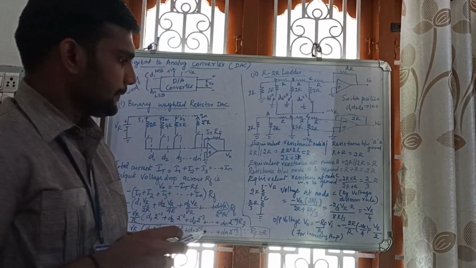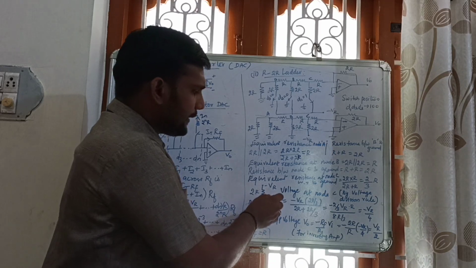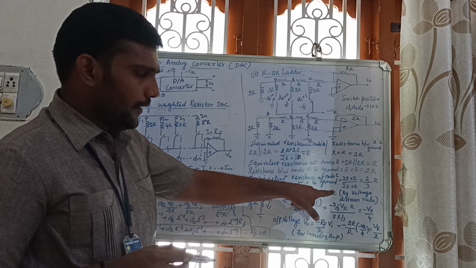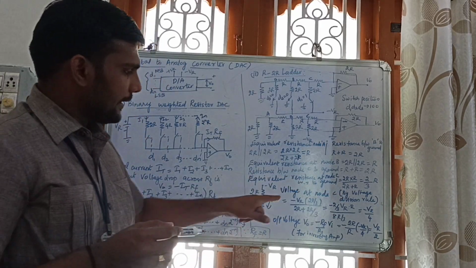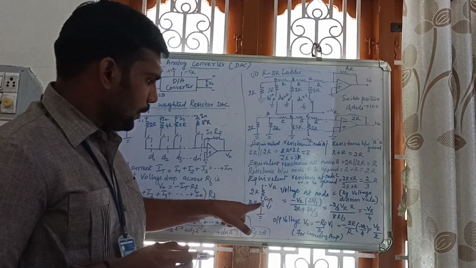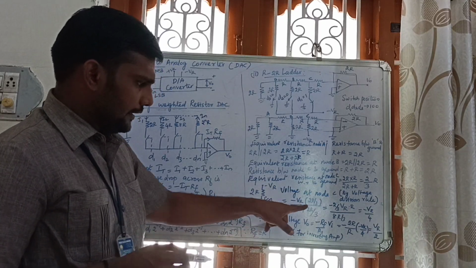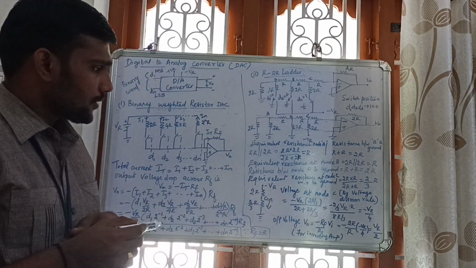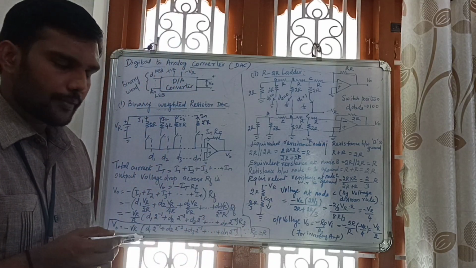After that, we have to find the voltage at node C. By which method? Voltage division rule. What do you get? The total voltage into same branch resistance divided by total resistance. Total voltage is minus VR into same branch resistance 2 by 3 into R divided by total resistance 2R plus 2 by 3 into R. After simplifying you are getting minus VR divided by 4.